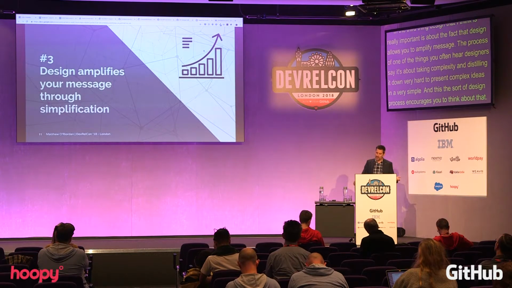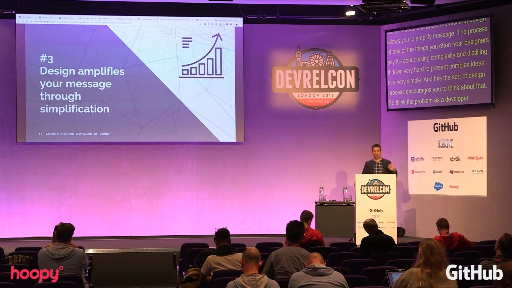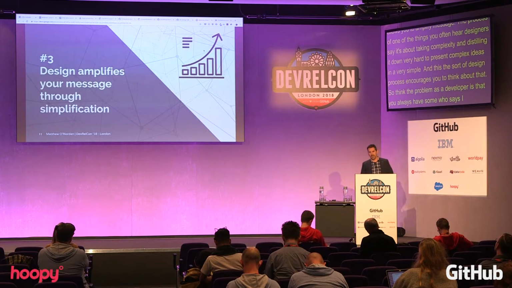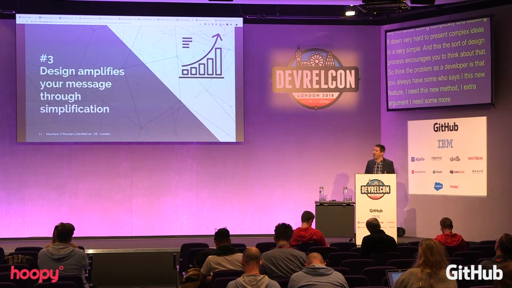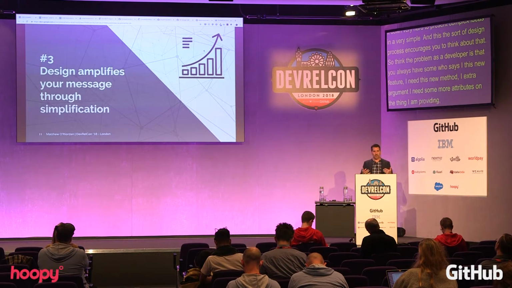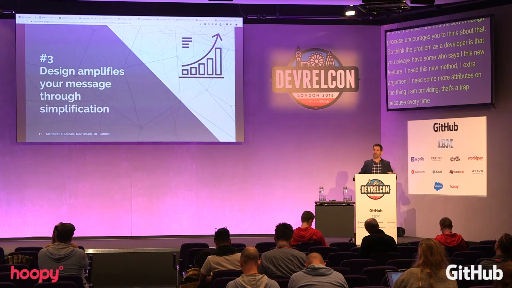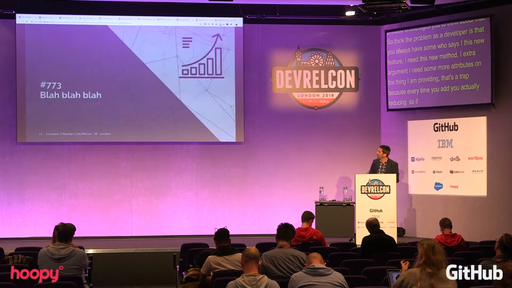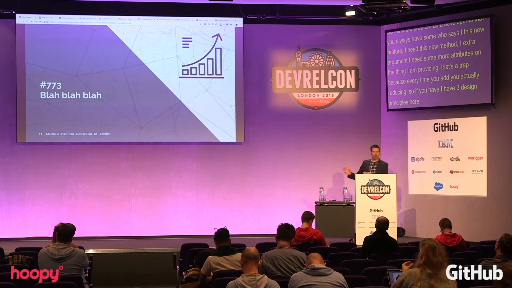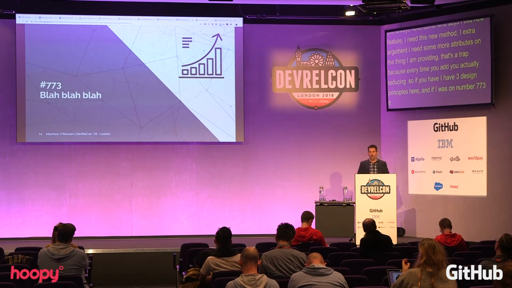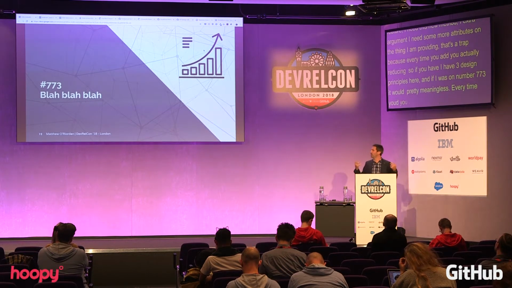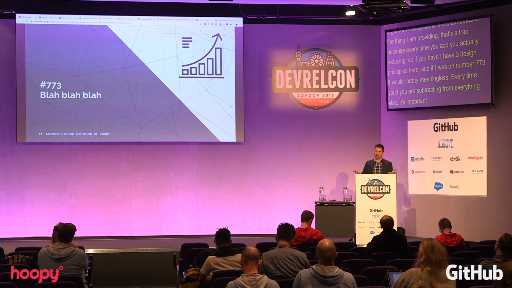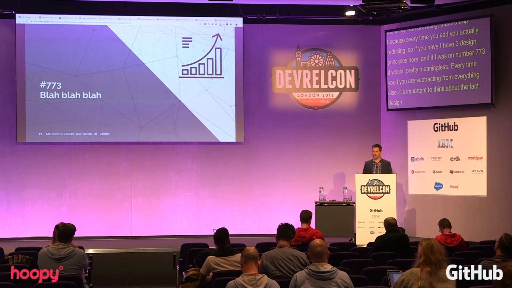I think the problem as a developer is that you always have someone who says, I need this new feature, I need this new method, I need this extra argument, I need some more attributes on the thing that I'm providing. And that's a trap, because every time you add, you're actually reducing from everything else, right? So if I have 3 design principles here, and if I was on number 773, it would be pretty meaningless, right? So, every time you add, you're actually subtracting from everything else. So I think it's important to think about the fact that design allows you to communicate a message, but you can only communicate so much.